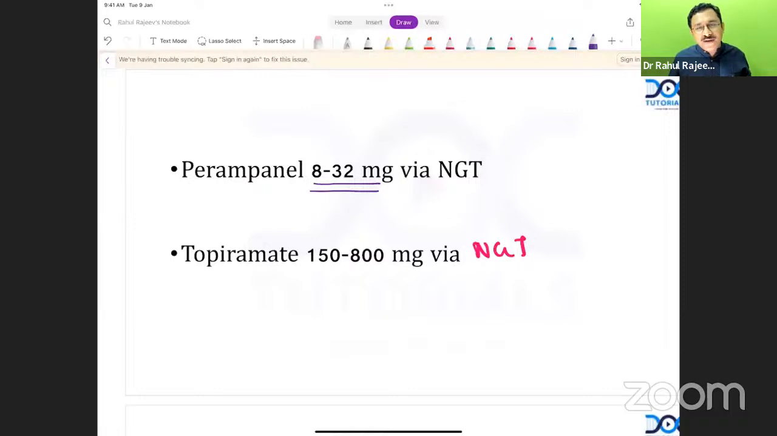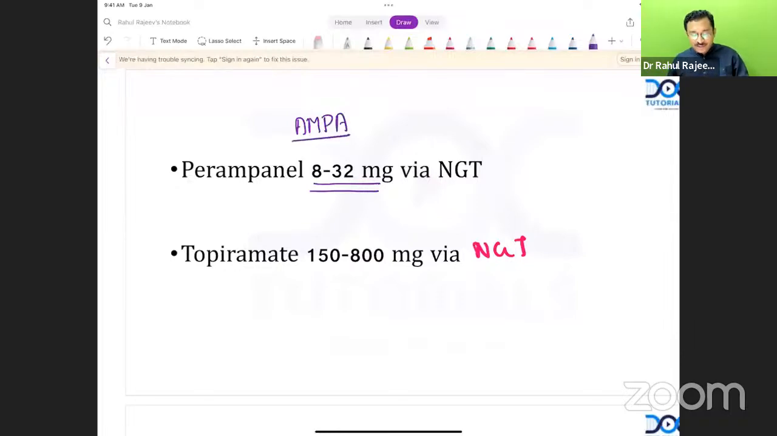I personally have experience with this, and there is a lot of literature backup as well, especially for perampanel. I've seen in certain cases of autoimmune encephalitis having refractory status, addition of perampanel is definitely helping to bring down the status. But again, it's not the preferred first line agent, but definitely you can think of perampanel and topiramate as options as well. Okay, so perampanel is acting via the AMPA receptors, an AMPA antagonist.